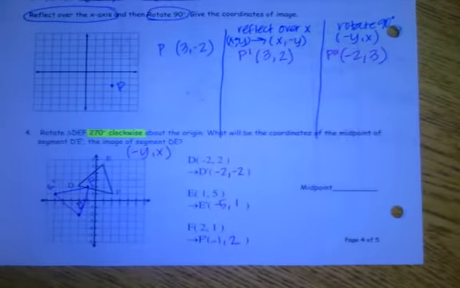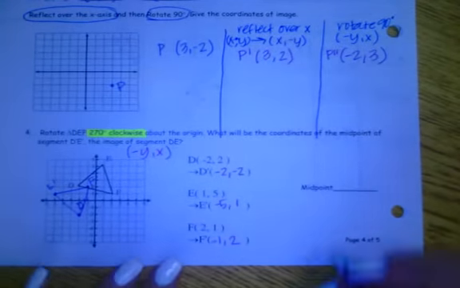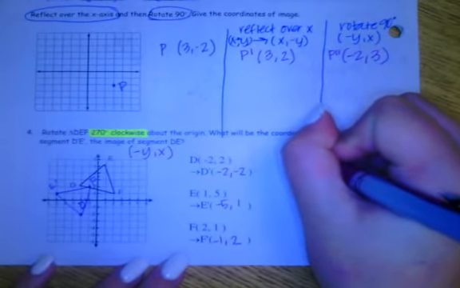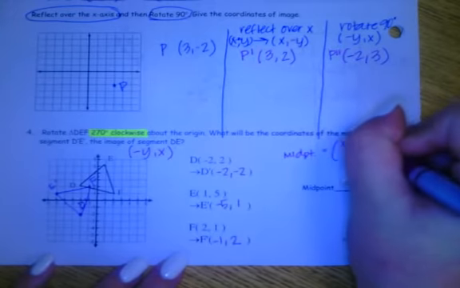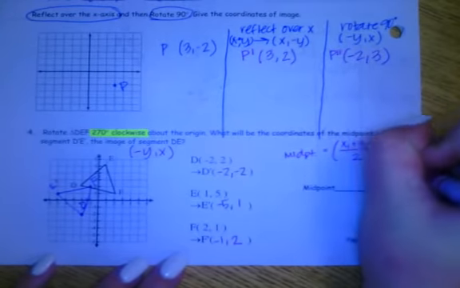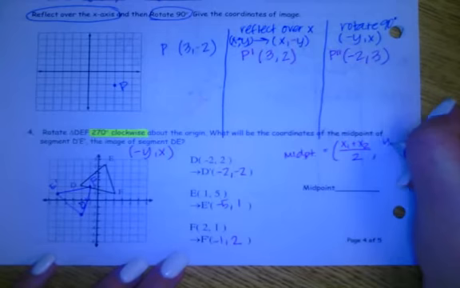Alright, but we're not done. It says, what will the coordinates of the midpoint of segment D prime, E prime, the image of segment DE? So what would be the midpoint of segment D prime, E prime? How would we figure that out? Midpoint formula, which is what? Very good. Midpoint is x1 plus x2 over 2, comma what? y1 plus y2 over 2.